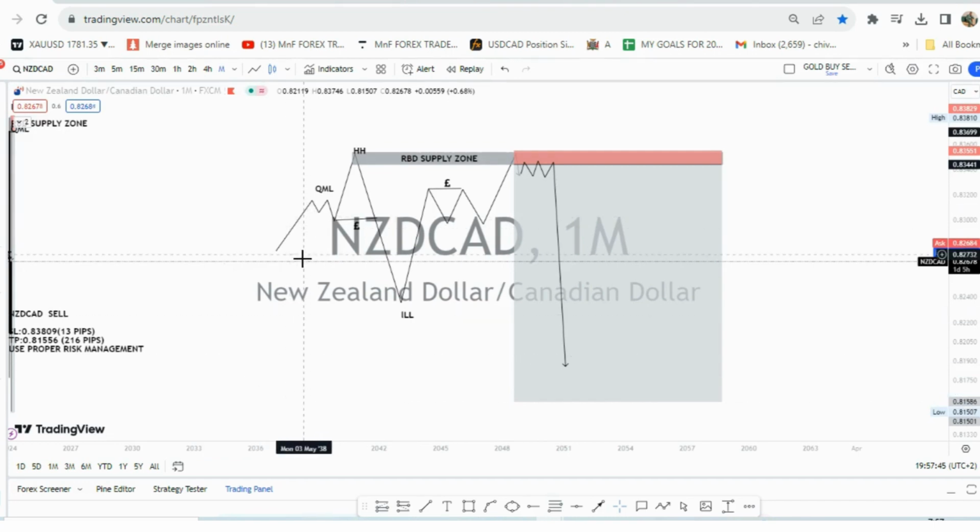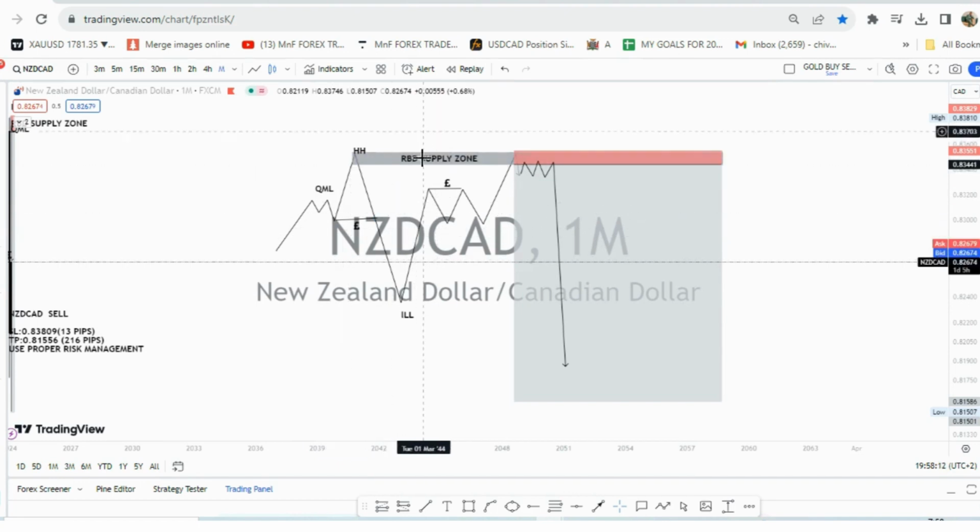All right. So you can see that we have a QML, we have a low and we have a higher high. And then we have this beautiful candle that breaks structure to the downside and then also breaks this higher low. And what does that mean? It means that the market is potentially changing direction. Okay, and then we have a beautiful order block right here. We have a beautiful order block that we've identified here on the lower time frame, of course, so that we can have a smaller stop loss.